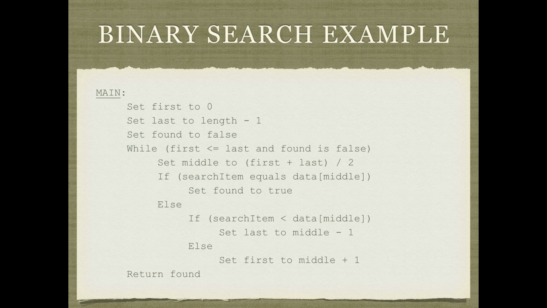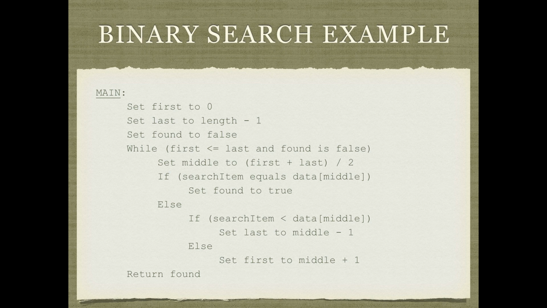In that case, we now run through the loop again. First is 0, last is 3, found is still false. So the middle of that, 0 plus 3 divided by 2, is 1. So 1 becomes the middle value, and we run through everything again. And we continue to bisect the array until we find the value that we want.